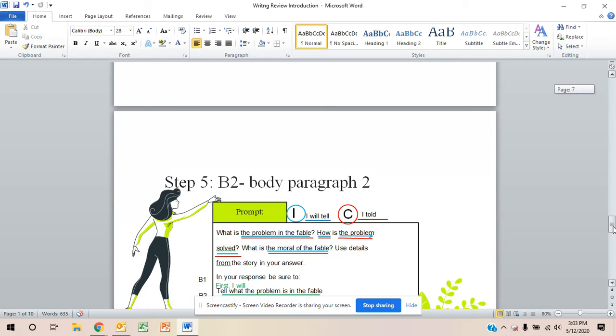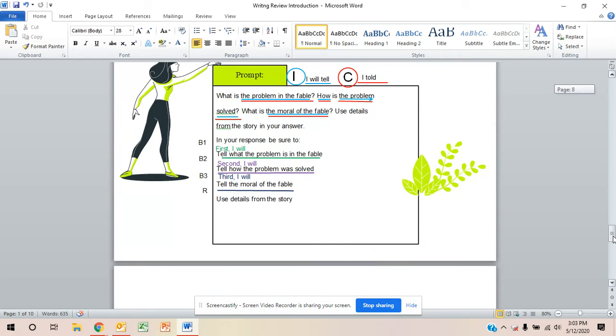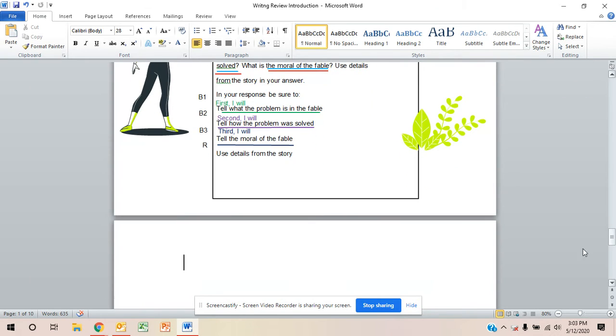So now we're at step 5, which is our B2, our body paragraph 2. So I'm going to start by writing races on the top of my page. Then I'm going to write my R. My R I take right from my prompt. Second, I will tell how the problem was solved. So that's exactly what I'm going to write. Second, I will tell how the problem was solved. There's my R. I can cross it off.